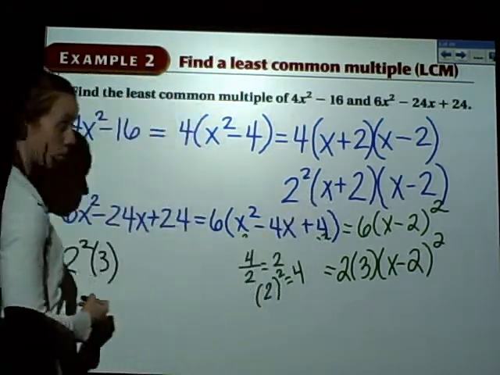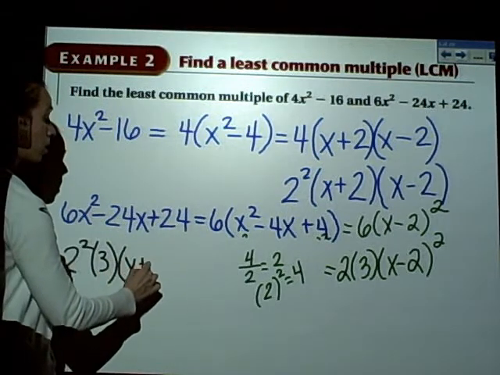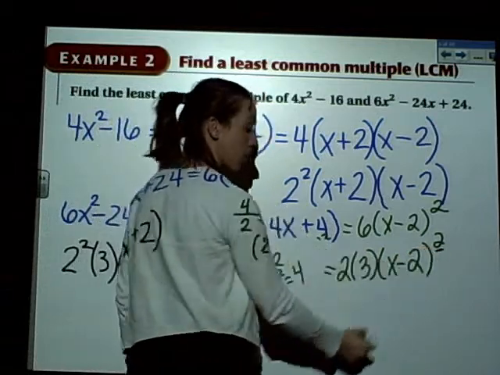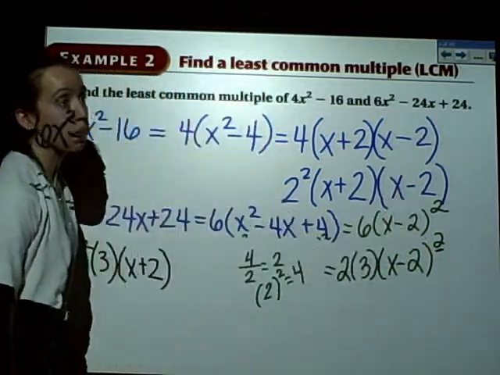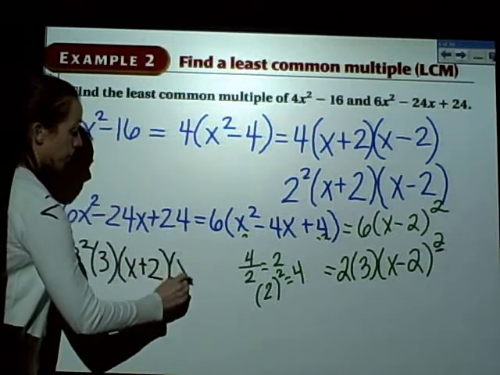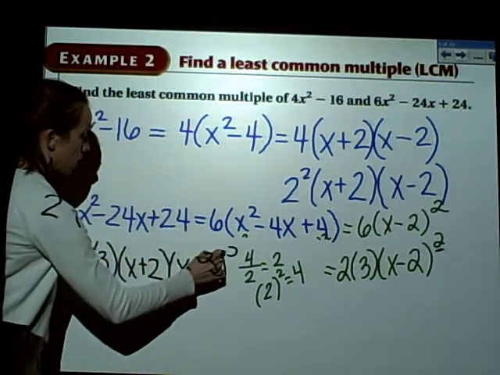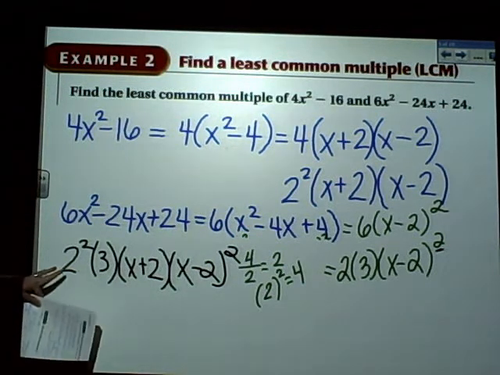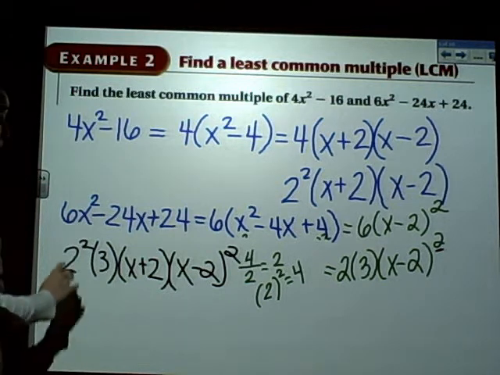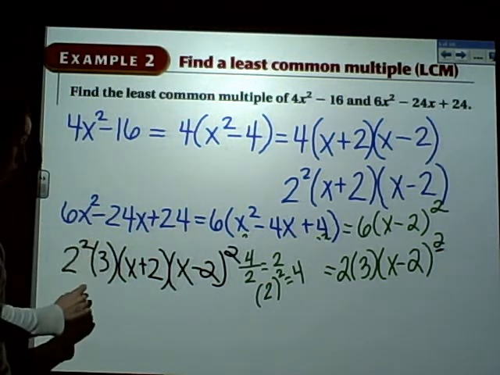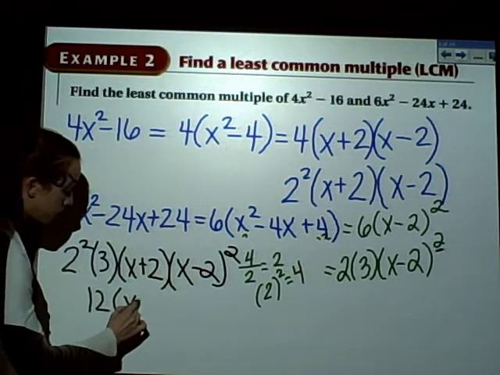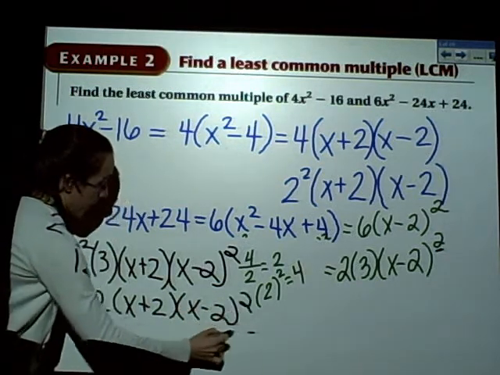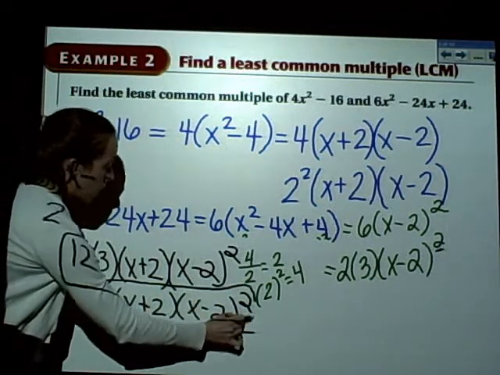x plus 2, there's only one of those. But we look at our x minus 2's. Here I have x minus 2 squared. Here I just have a plain old x minus 2. I want the squared one. That is my common multiple, but since we're smart mathematicians, we're going to go ahead and multiply this out. 2 squared is 4. 4 times 3 is 12. And I have my least common multiple.